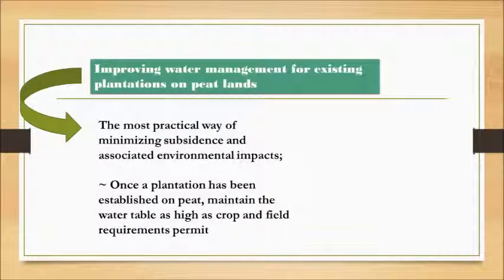Third, improving water management for existing plantations on peatlands. The most practical way of minimizing subsidence and associated environmental impacts once a plantation has been established on peat is to maintain the water table as high as crop and field requirements permit.